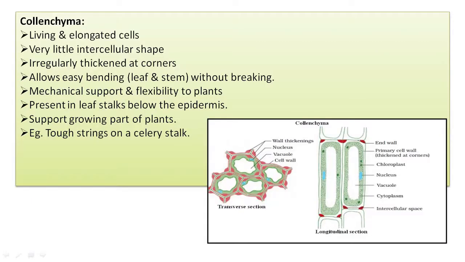Collenchyma cells are living and elongated. There is very little intercellular space, and they are irregularly thickened at the corners, as you can see here. It allows easy bending of leaf and stem without breaking, which occurs due to collenchyma tissue only. They provide mechanical support and flexibility to the plants. They are present in leaf stalks below the epidermis, and they support growing parts of the plant. Example, tough strings on a celery stalk.